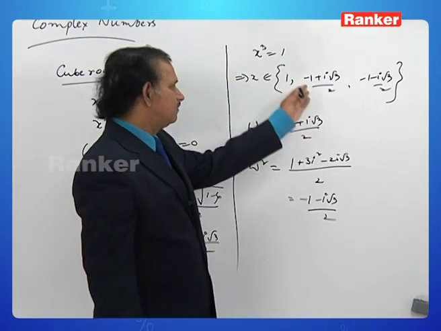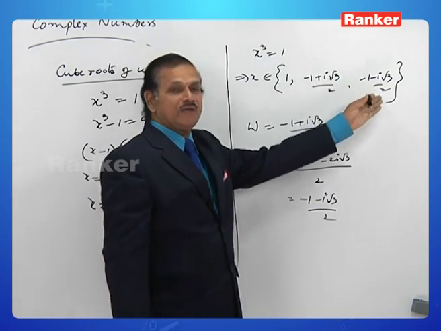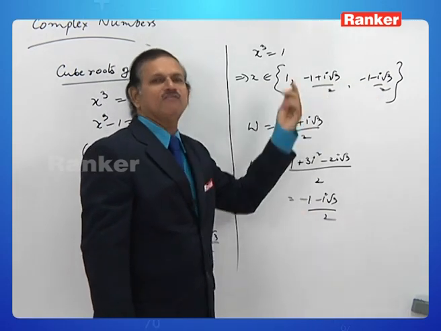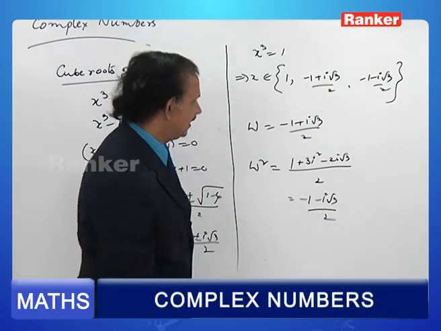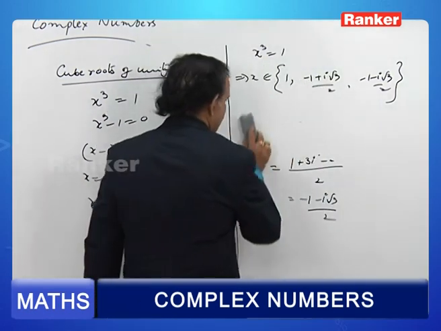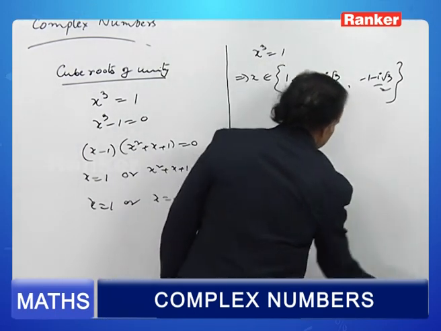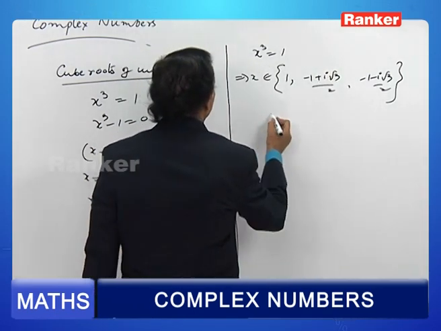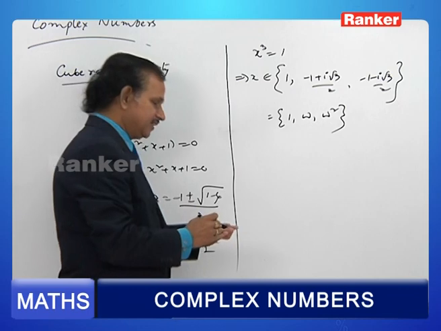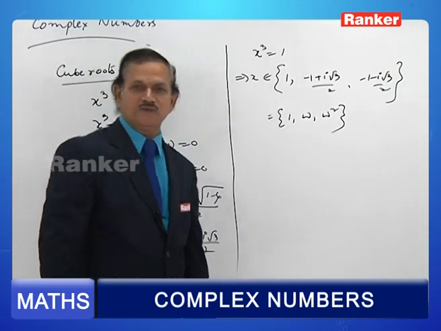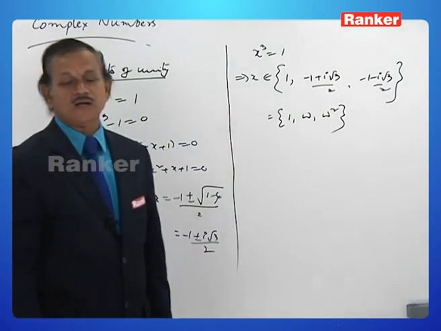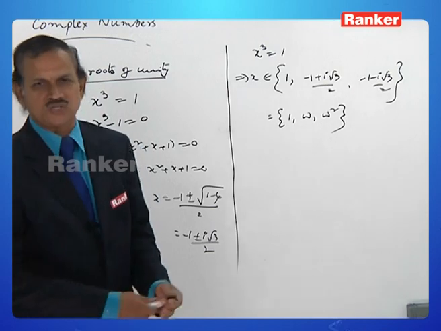Therefore, if you name this omega, automatically that will be omega square. If you take that as omega, this will be omega square. So, by observing this concept, hereafter, we just use the letters 1, omega and omega square. This is equal to 1, omega, omega square. Here, among these three cube roots of unity, one is a real cube root of unity. Omega and omega square are complex cube roots of unity.